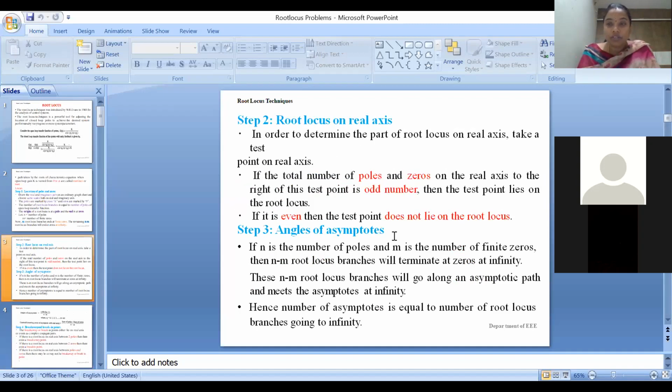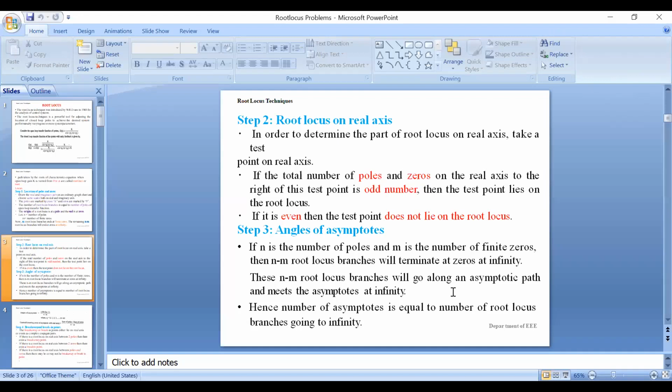Angle of asymptotes. So what do you mean by angle of asymptotes? Asymptotes are the root locus branches which are tending to infinity. They'll go to infinity, right? So here, angle of asymptotes will exist. How can you describe them? If n is the number of poles and m is the number of finite zeros, then n minus m root locus branches will terminate at infinity. These n minus m root locus branches will go along an asymptotic path and meet the asymptotes at infinity.